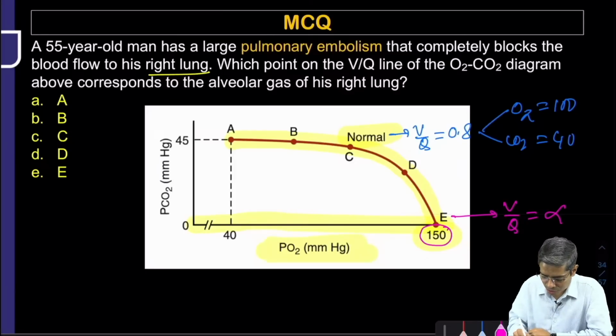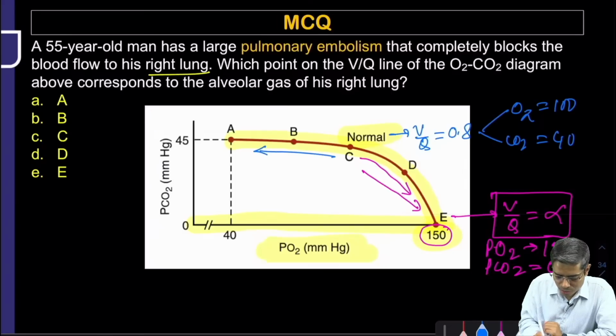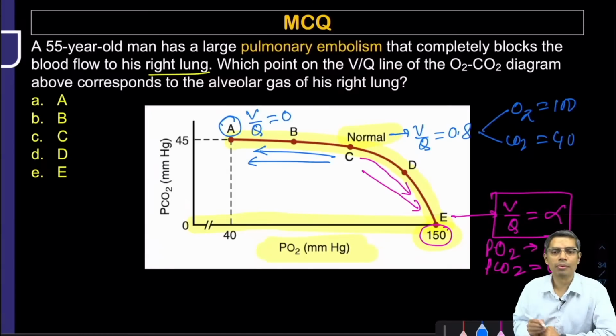So, this VQ ratio infinity means here I am finding out partial pressure of oxygen, here is 150, partial pressure of carbon dioxide here is near equal to 0. And if the VQ ratio is increasing toward this side, and if the VQ ratio is decreasing towards this 0, so at this point number A, VQ ratio is 0.